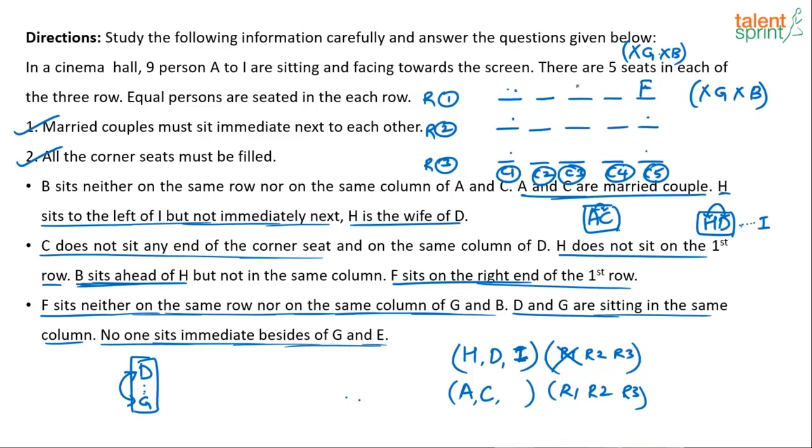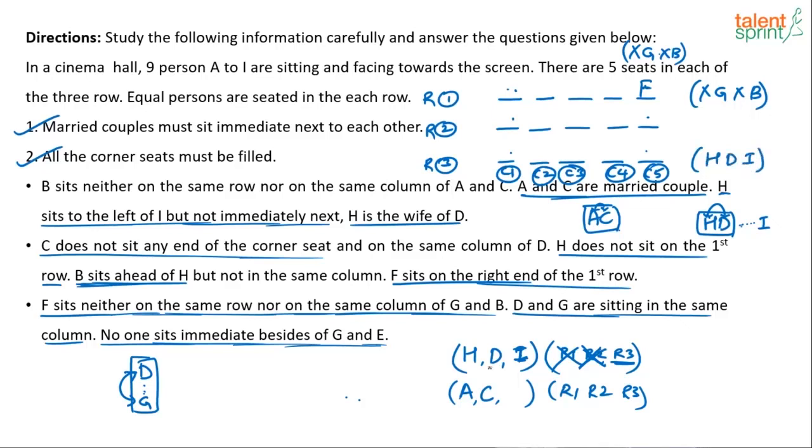Are you able to follow? B does not come in row 1, meaning H cannot come in row number 2. Yes or no? Because if H comes in row number 2, B has to come in row number 1. That's not allowed. So clearly H, D and I will be coming in the third row.